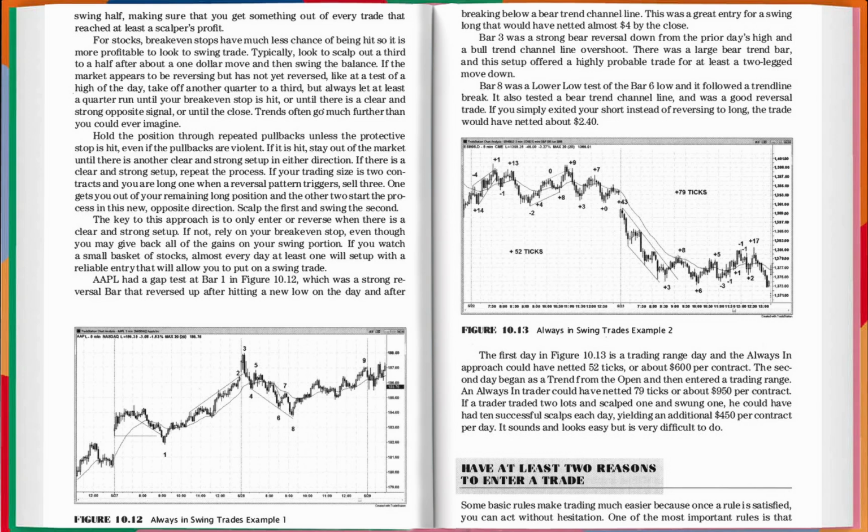For stocks, break-even stops have much less chance of being hit, so it is more profitable to look to swing trade. Typically, look to scalp out 1/3 to a half after about a $1 move, and then swing the balance. If the market appears to be reversing but has not yet reversed, like at a test of a high of the day, take off another 1/4 to a 1/3, but always let at least a 1/4 run until your break-even stop is hit, or until there is a clear and strong opposite signal, or until the close.